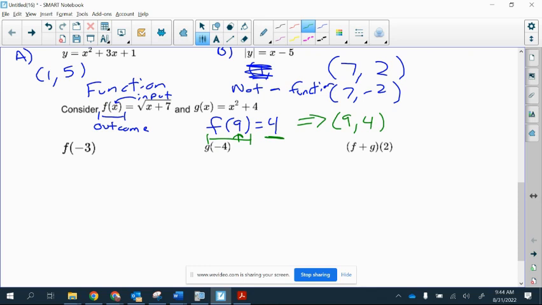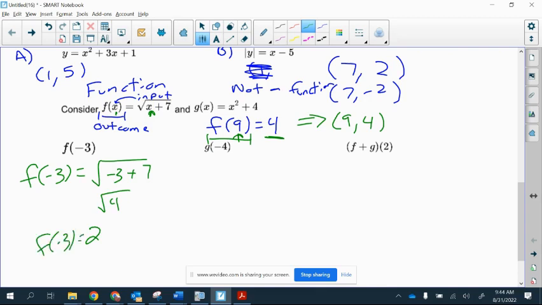In function notation, this x, this input, represents this x that's right here. If you have f of negative 3, what it means is we can replace the x in the function by negative 3. And so the square root of negative 3 plus 7, which is the square root of 4. The square root of 4 is 2. So f of negative 3 is 2.